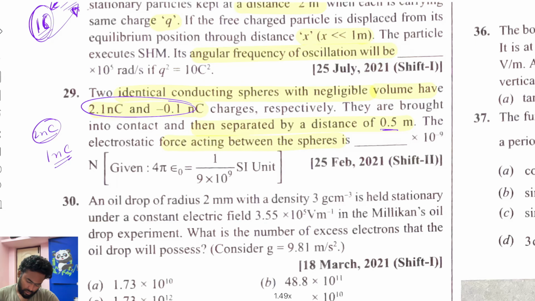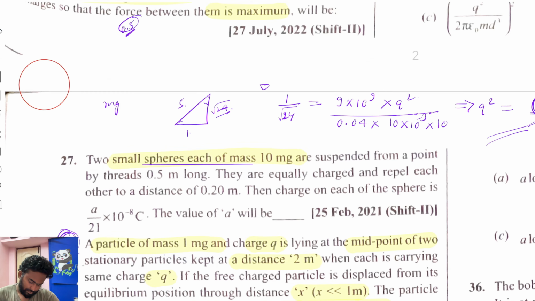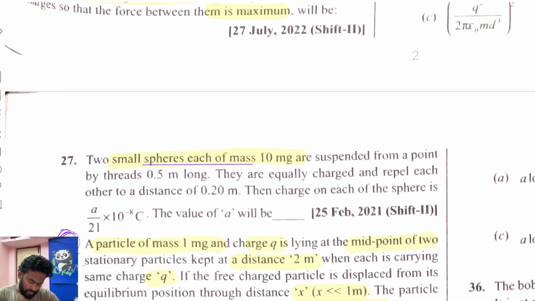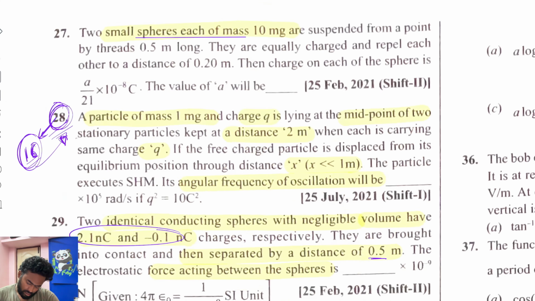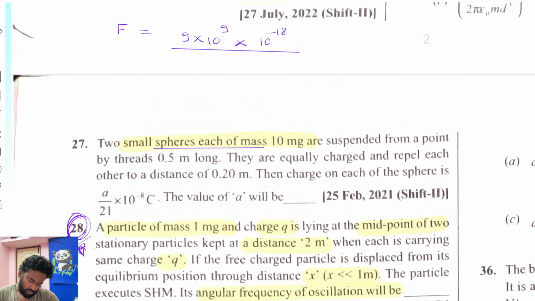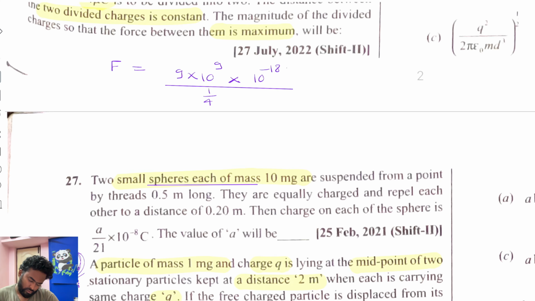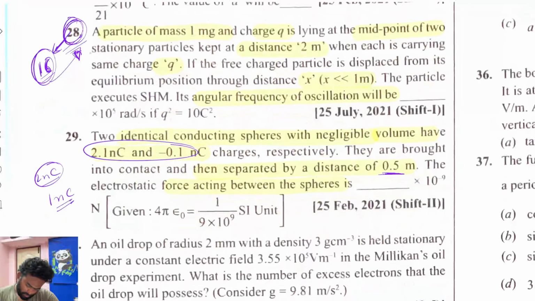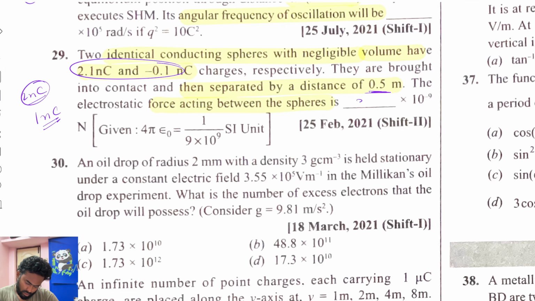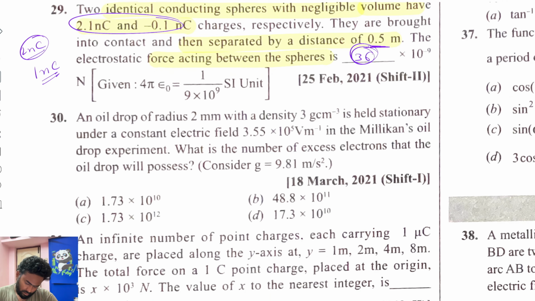So what is the force formula? Let me write it here. Tell me the force between them. So 9 into 10 to the power 9 q square, both are 1 nanocoulomb, so 10 to the power minus 18, upon distance. How much distance are they placed? 0.5. So 0.5 means 1 by 2, squared is 1 by 4. So it will become 9 into 4, 36 into 10 to the power minus 9 Newton. Okay, 36 into 10 to the power minus 9 Newton. Next question.